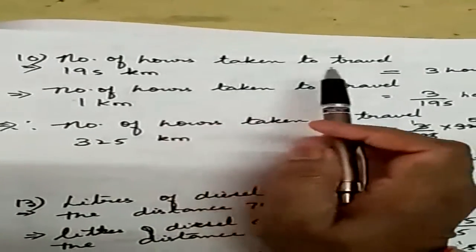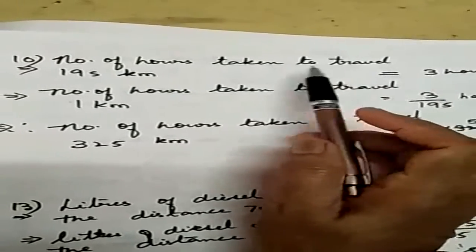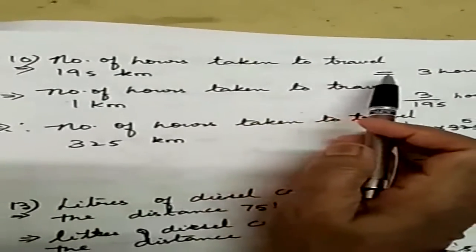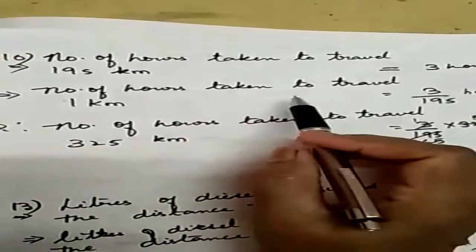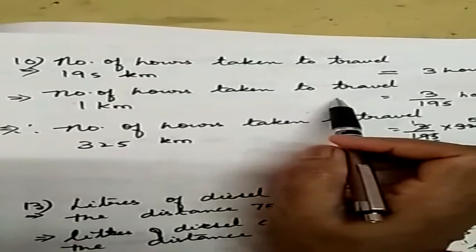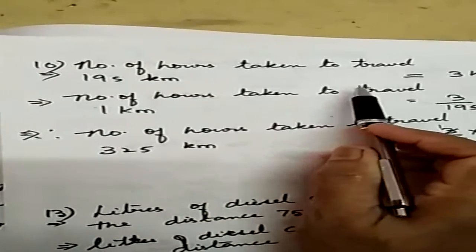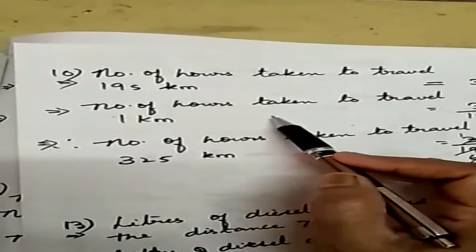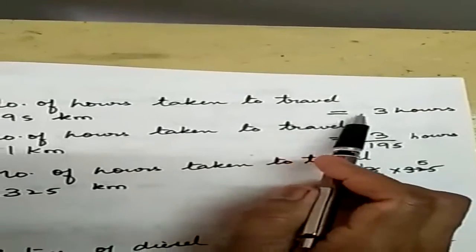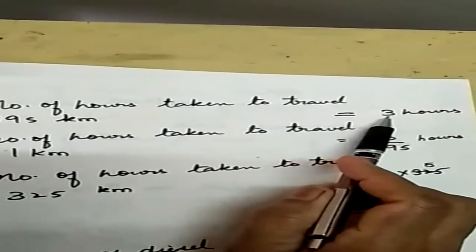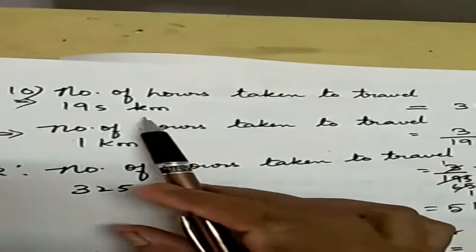For 195 kilometer, it took how many hours? 3 hours. For 195 kilometer, it is taking 3 hours to travel. Then for 1 kilometer, will it take less time or more time to travel? It will take less time. Naturally, for a large distance the time taken will be more, and for a short distance the time taken will be less. Less means you have to divide. First, whatever is written after the equal to, 3, you will write it. Then 3 by 195.